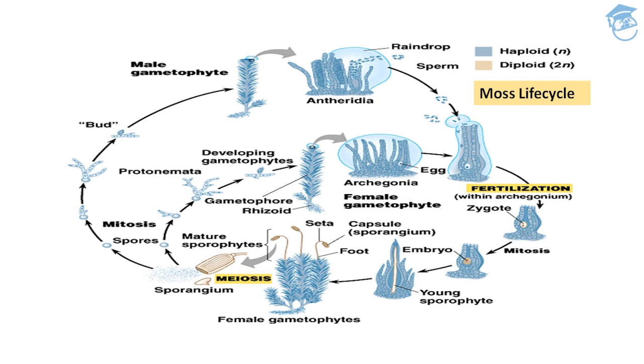In later stages of progression it forms a zygote which undergoes mitosis to produce an embryo, and the embryo gives rise to a young sporophyte which has foot, capsule and seta, which undergoes meiosis to produce sporangium, and these sporangia give rise to mature sporophytes, and then the gametophore is formed, and thus this cycle goes on and on. From this sporangium spores are formed which undergo mitosis to form protonema, and from protonema to bud, and thus a male gametophyte is formed. Okay, so I hope it is clear to you now how the moss life cycle takes place.